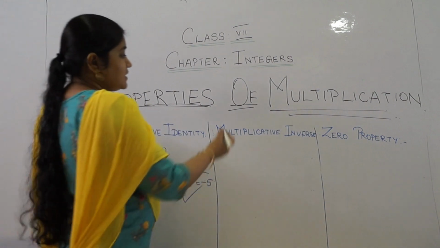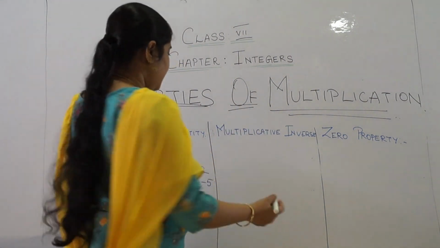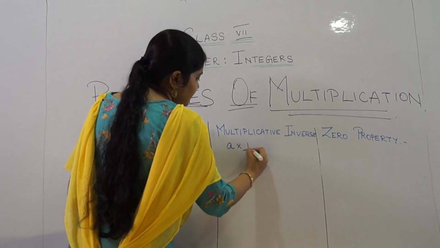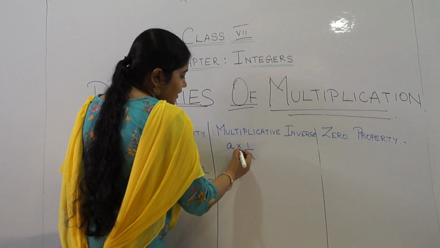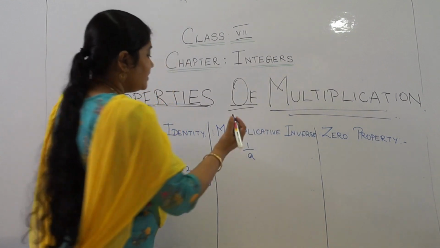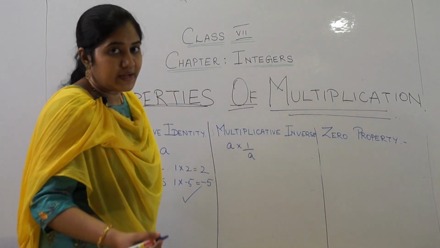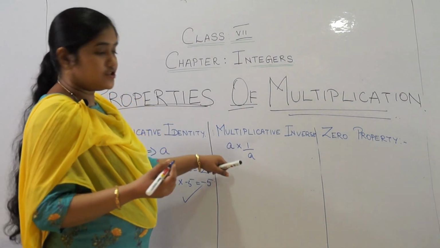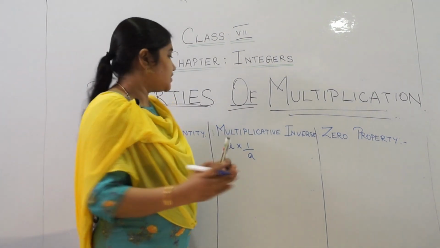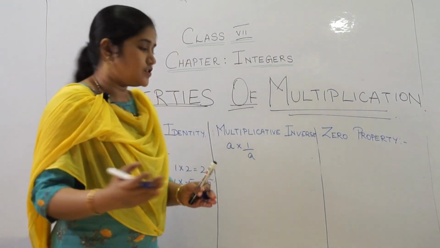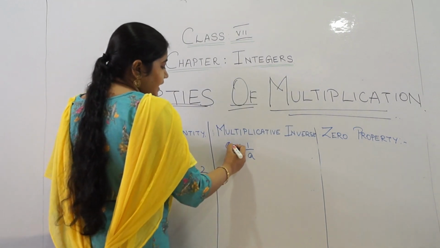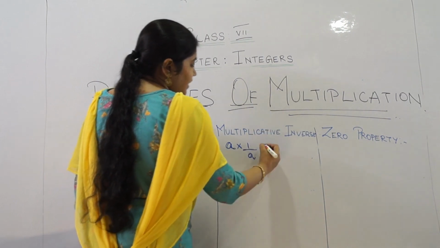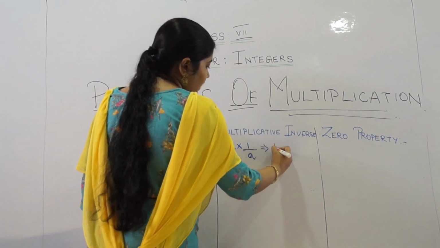The next property is multiplicative inverse. That means when I have an integer and I multiply it with its inverse, that is a into, since this is multiplication, the inverse of a will be 1 by a, whereas in addition the inverse of a was minus a because it was addition. So the inverse of addition is subtraction and the inverse of multiplication is division. So that is why we have taken a, and when it is multiplied with its inverse, that is 1 by a, it should give me the identity element 1.